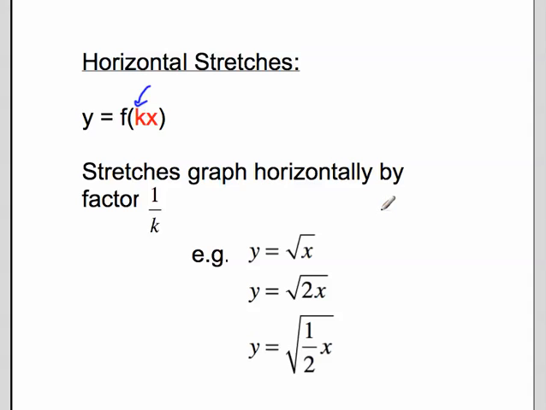So take a look at these. If this is the parent square root function, this here is being multiplied by a 2, so this is going to be a horizontal stretch factor of a half. Whereas here, it's being multiplied by a half, so this is going to be a horizontal stretch factor of 2. Again, a little bit counterintuitive, just like the translations were when we're working in the horizontal dimension. Okay, so for horizontal stretches, you have to flip that k value upside down to find the factor. Next, we're going to look at horizontal reflections.